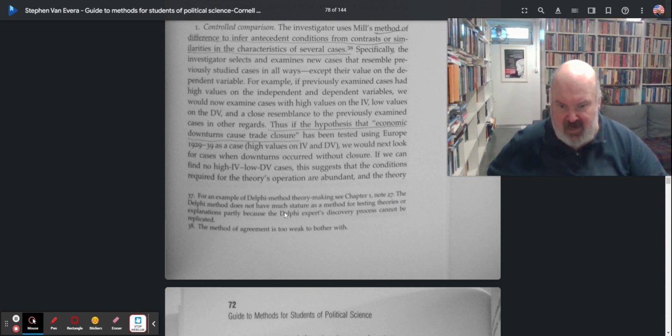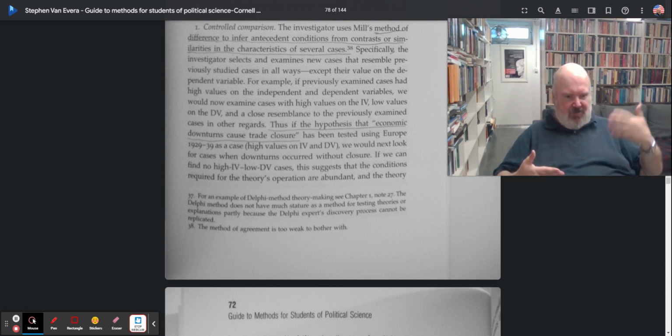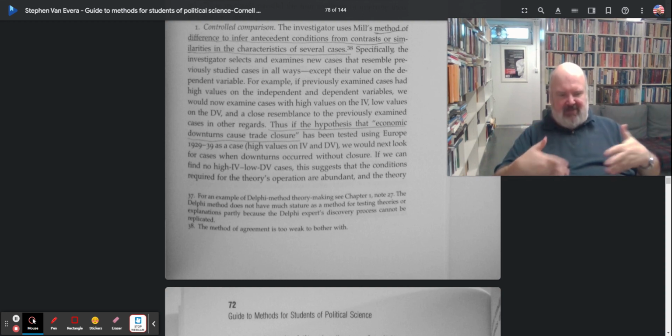Delphi method does not have much stature as a method for testing theories or explanation, partly because Delphi methods' expert process cannot be replicated. In other words, they're not replicated. They are their opinion. It's one person's opinion. In other words, Delphi methods are not useful for testing. They're not really good for testing. You cannot use Delphi methods to test. You can use Delphi methods to generate hypotheses. The information that you generate from Delphi methods is usually their opinions, their beliefs, and why they happened.